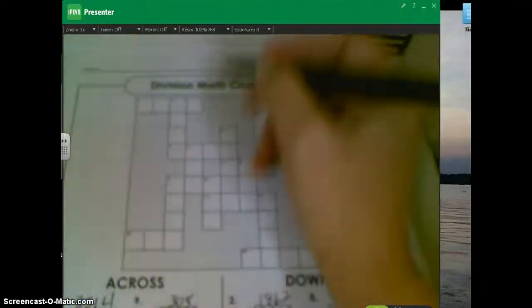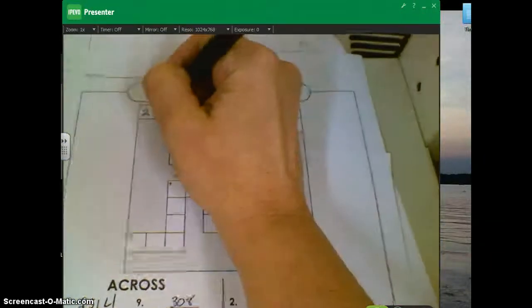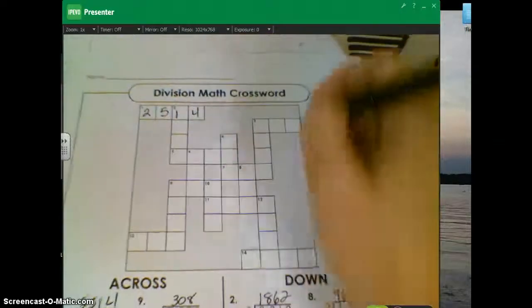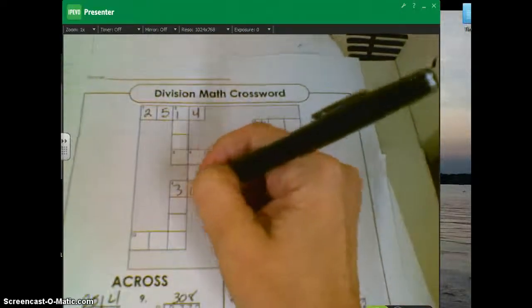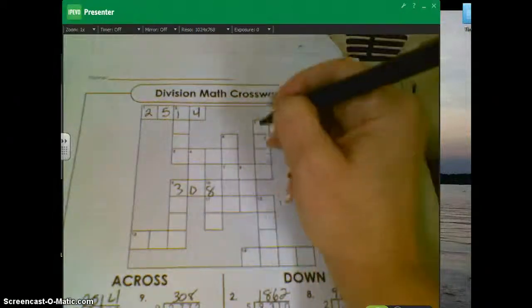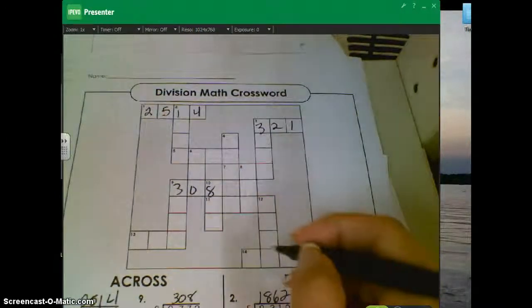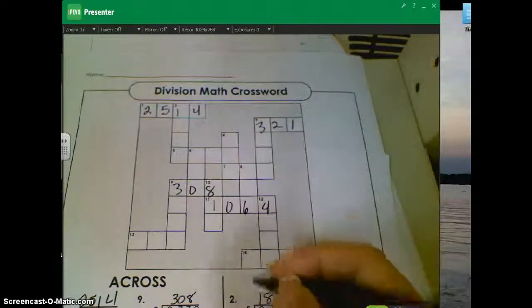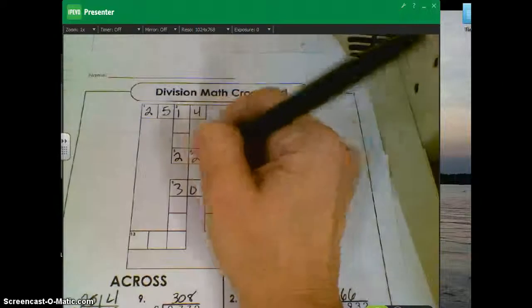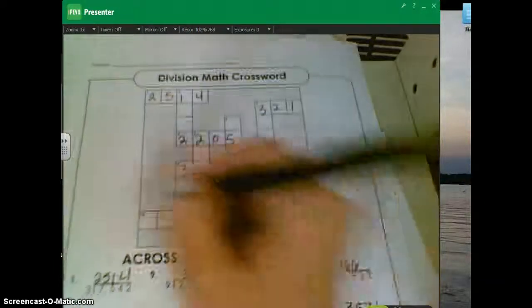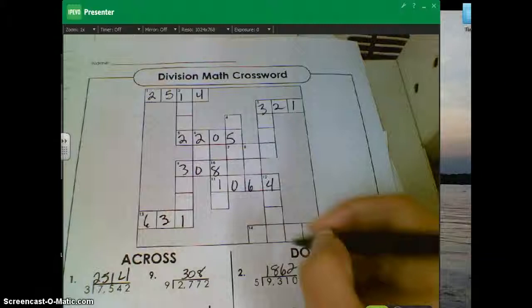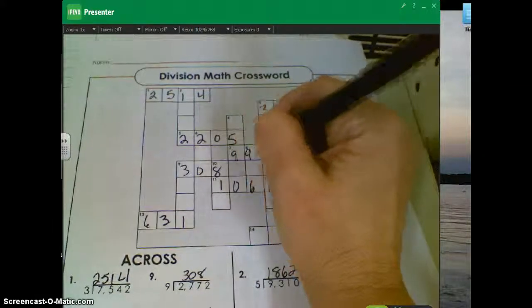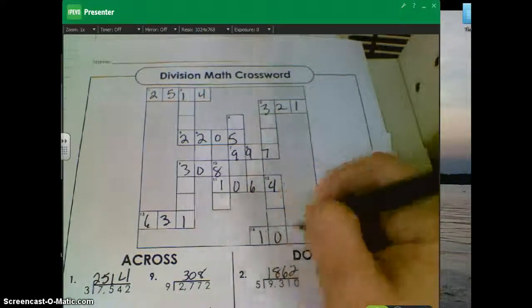All right, so flip it over. We'll start putting some of these numbers into our crossword here. So 1 across was 2514. 9 across was 308. 3 across was 321. 11 across was 1064. 5 across was 2205. 13 across 631. 7 across 997, and 14 across 108.